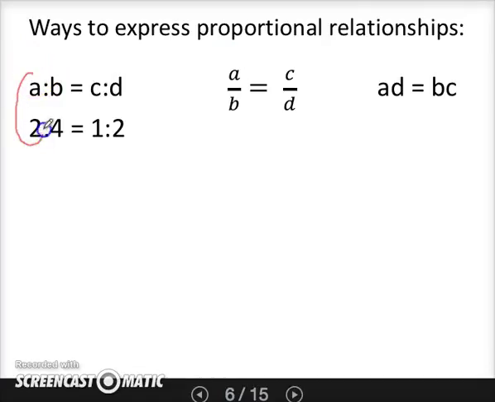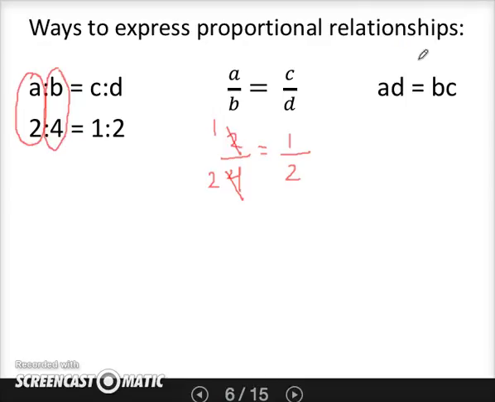So in this way of writing it, A was 2 and B was 4. So in writing it this way, we would say 2 over 4, or 2/4. Since C was 1 and D was 2, we would say 2/4 equals 1 over 2. And by simplifying this fraction, dividing top and bottom by 2, we can see that indeed this statement is true. 1/2 equals 1/2.